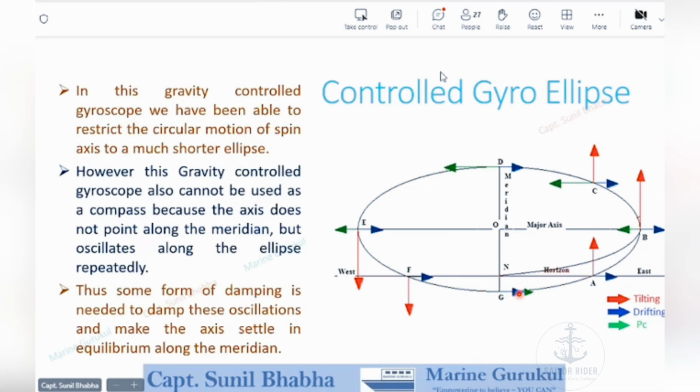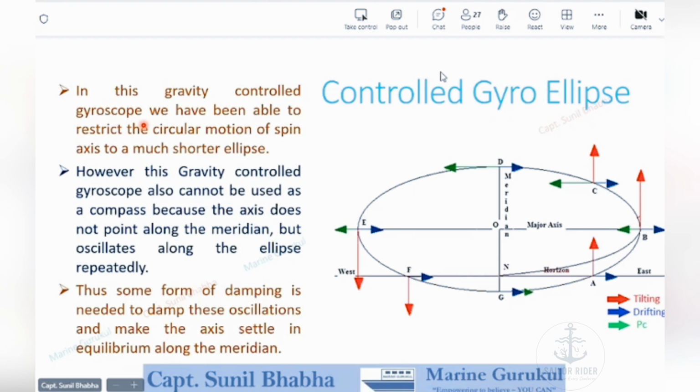The spin axis has attained this stability because of the combination of these three forces. The tilting, drifting, and control precession are balanced in such a way that if you try to disturb the spin axis at any point on this ellipse, sooner or later it is going to come back. As soon as you leave it, it is going to come back to this elliptical motion. So this is now called a gravity controlled gyroscope. In short, it is also called a controlled gyro. So in this gravity controlled gyroscope, now we have been able to restrict the circular motion of the spin axis to a much shorter ellipse.